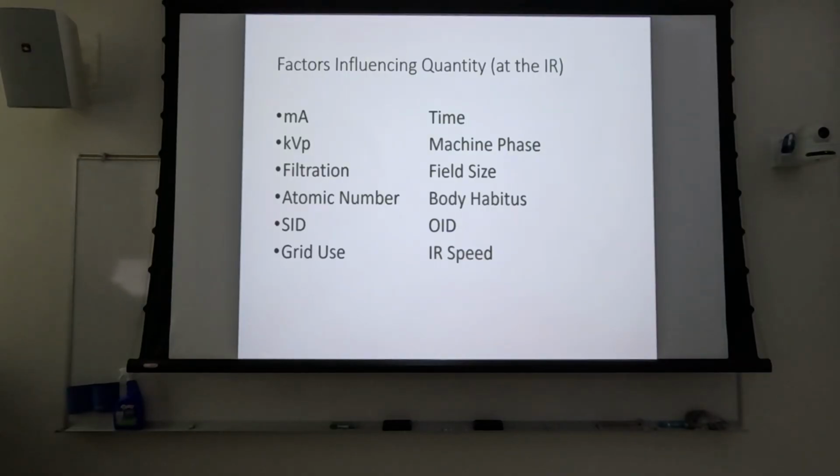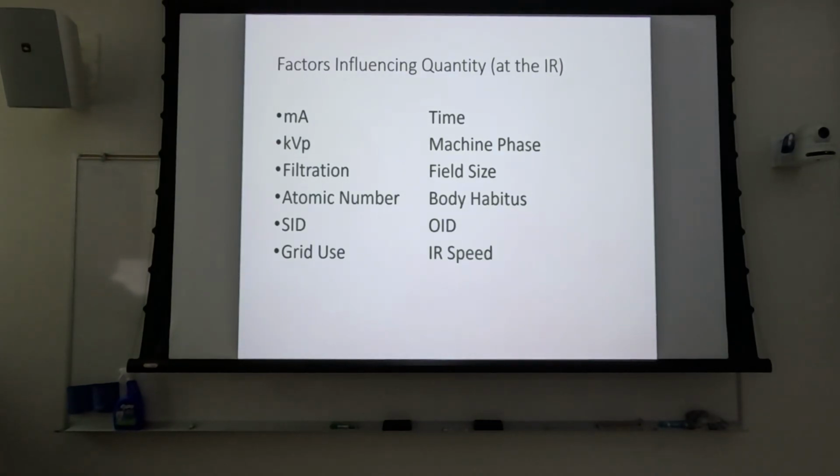So SID: as we increase SID, what happens to our image receptor exposure? It decreases, right? By how much? 3.24 if we go from 40 to 72. So square the change in the distance. So we need to compensate for that by using higher mAs, right?